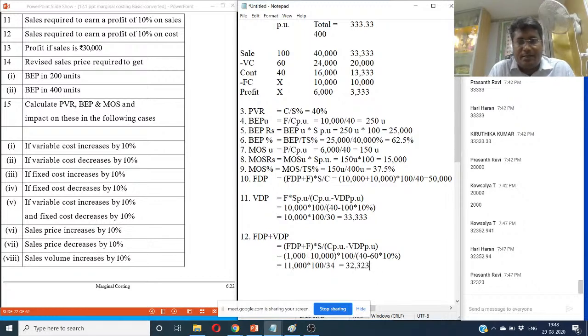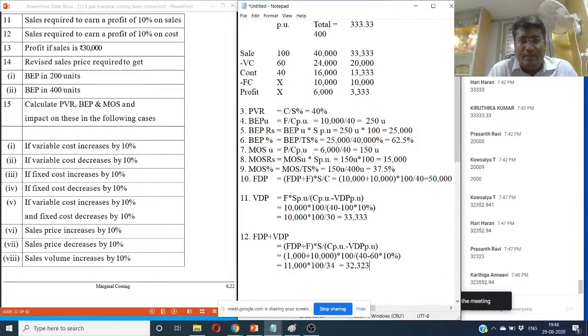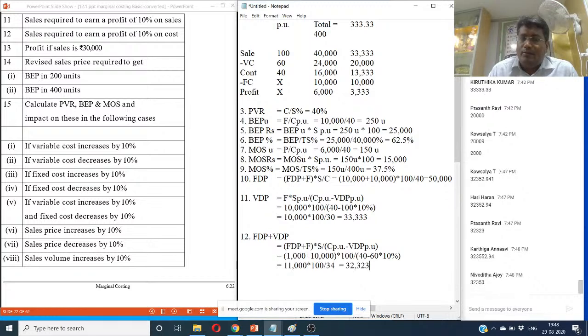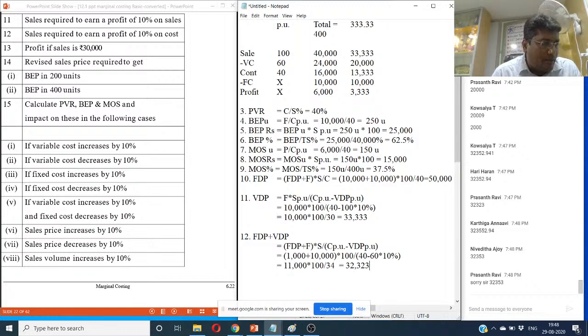32,323 will be the answer here. Fixed desired profit plus variable desired profit both put together, if we expect, the calculations will be this way. The fixed desired profit will be addable with the numerator and the variable desired profit should be deductible from the contribution given in the denominator. So we got that by selling 32,323 rupees worth sales.